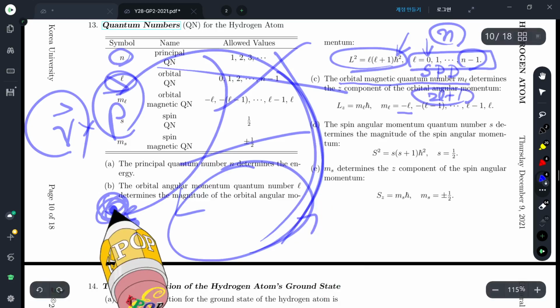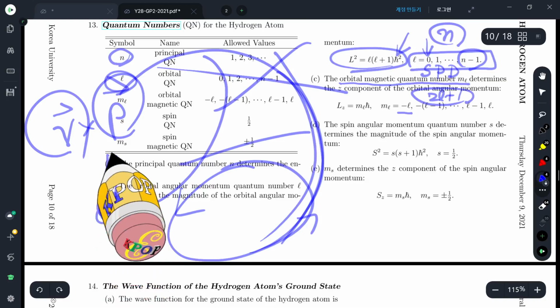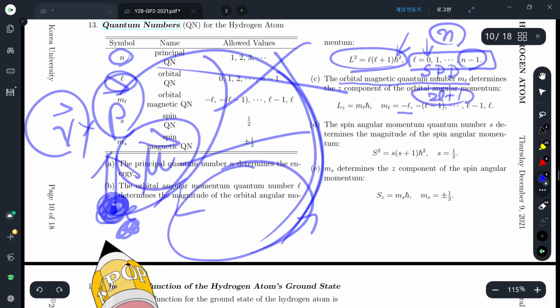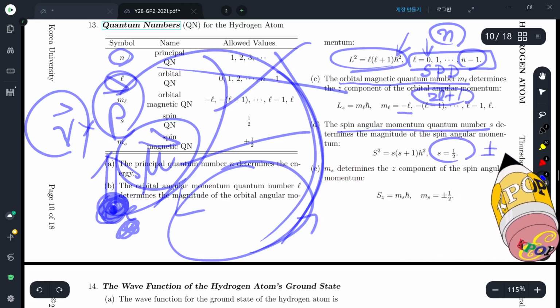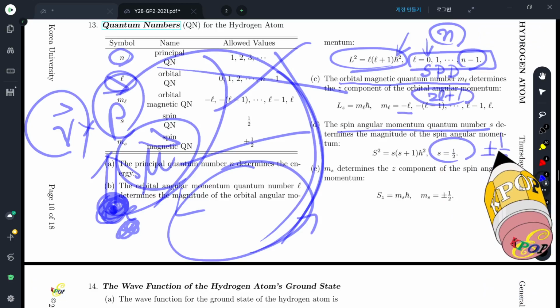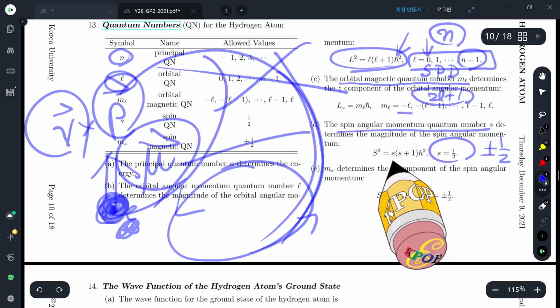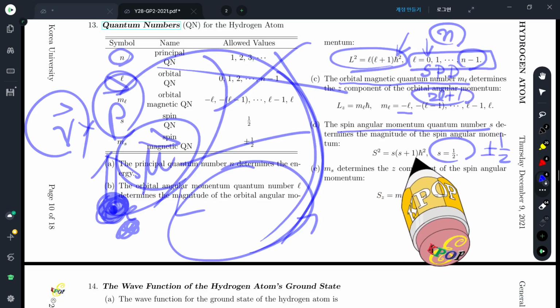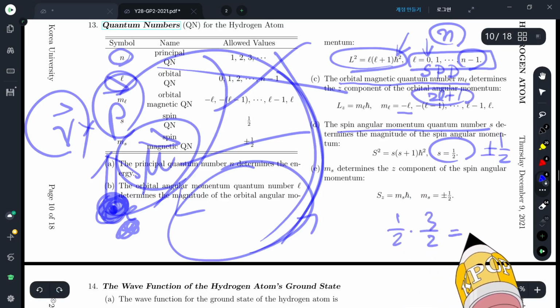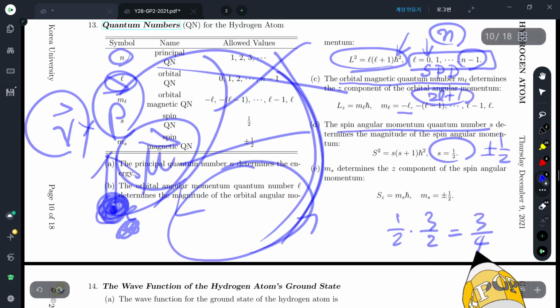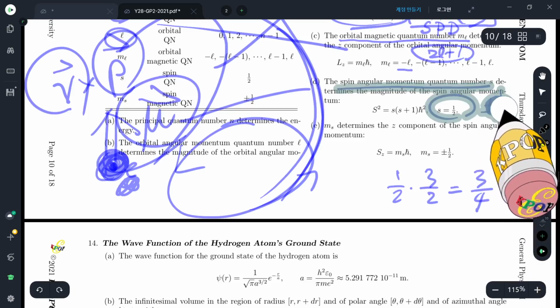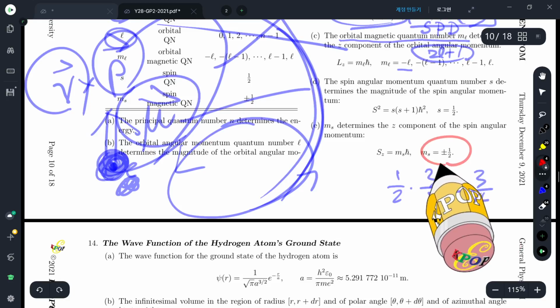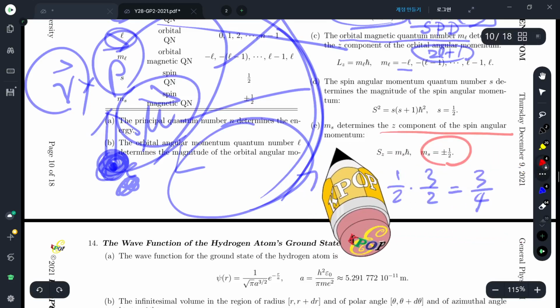Without the orbital motion, the electron itself at the rest frame does have a magnetic dipole moment. That is determined by the spin angular momentum quantum number s, that is either plus 1/2 or minus 1/2. The magnitude of this is determined by s times s plus 1, that means 3/4. It's a Z component. I should remove this. The magnitude is 1/2. The Z component is either plus 1/2 or minus 1/2. This determines the Z component of the spin angular momentum.